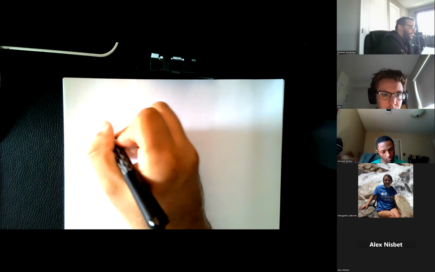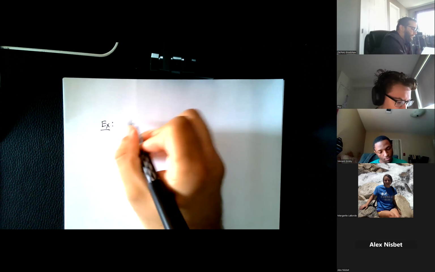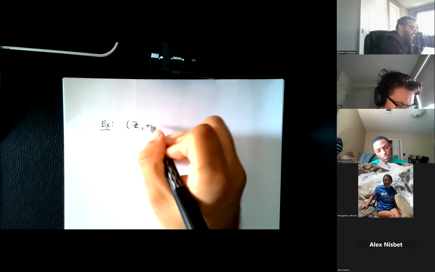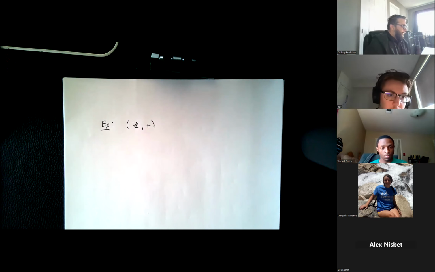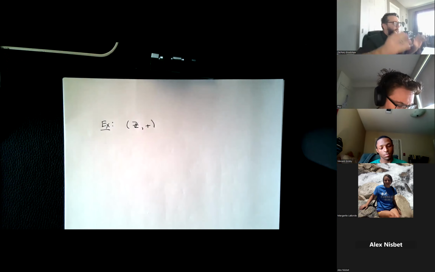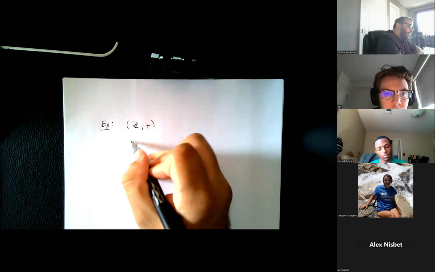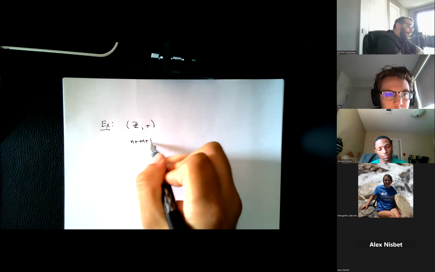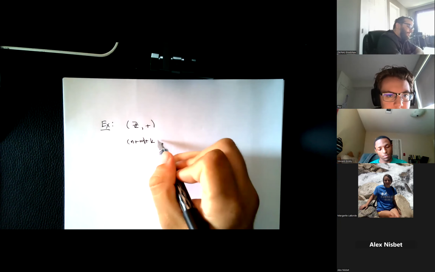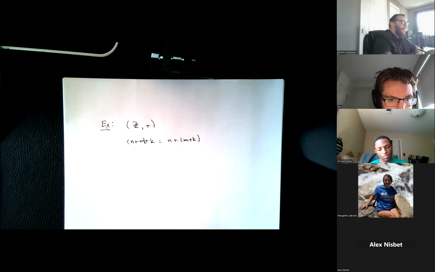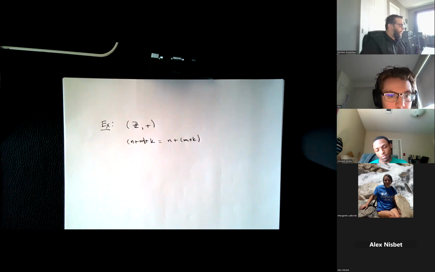Okay, so the first thing we should do when we define something is give an example. So here's one that we're all familiar with, which is the integers under addition. The operation here is addition, which is something we're all used to. We know that addition is associative, right? If I take three numbers, n, m, and k, let's say, it doesn't matter if I add n plus m first or m plus k first, right? We can do it in whatever order we like.